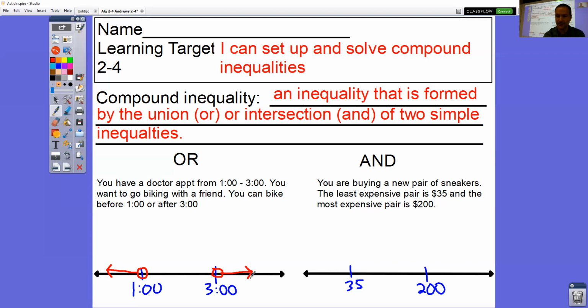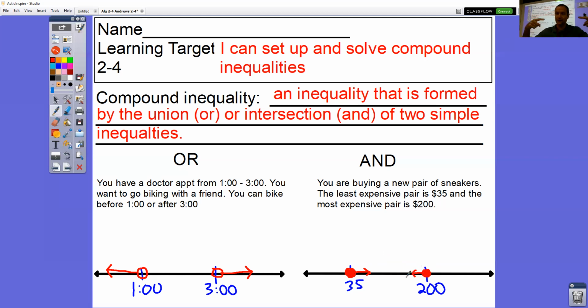Take a look at the and statement. You're buying a new pair of sneakers. The least expensive pair is $35 and the most expensive pair is $200. So $35 includes that 35. So 35 is a price, and it goes more than that, right? Because that's the least expensive that it could be. The most expensive is exactly $200. So it includes that. So that's why we're using a closed dot, but it could be less than that.